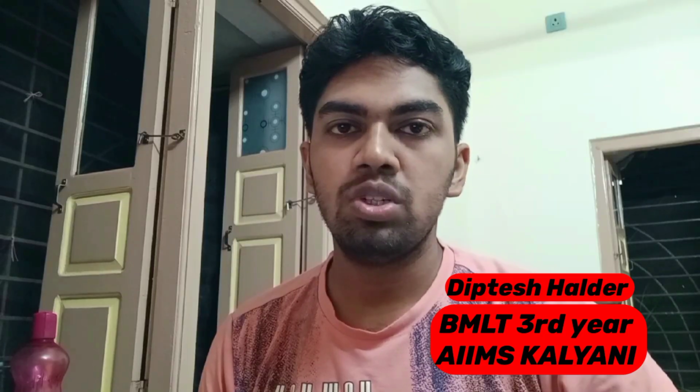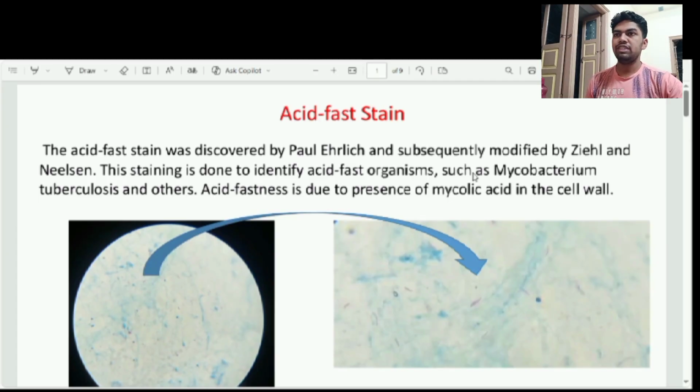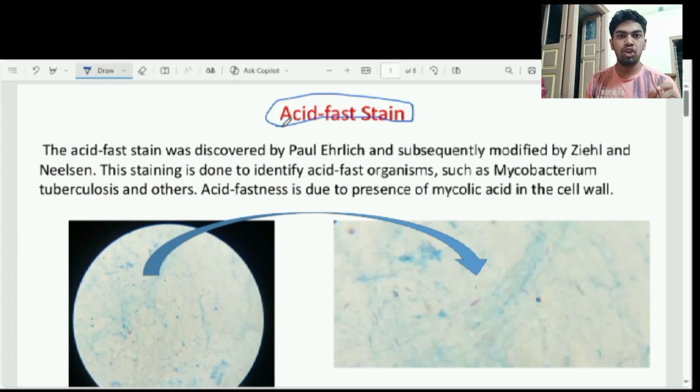So today we will be discussing acid fast stain. So let's start. What is acid fast stain? This is a stain that stains the acid fast organisms. What is the meaning of acid fastness? Acid fastness is a physical property that helps certain bacteria, certain organisms, to withstand the effect of acid. When we are putting acid, they can retain the primary stain and withstand the effect of acid. That's why it is acid fast stain.